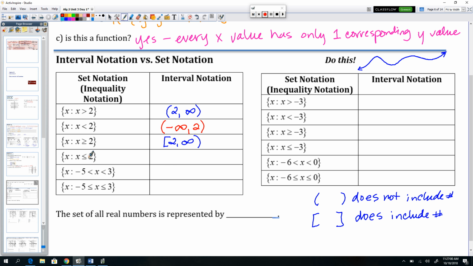Similarly, if you're up to and including 2, you would say negative infinity up to 2, including the 2. All the numbers in between negative infinity and 2 are what we're talking about.